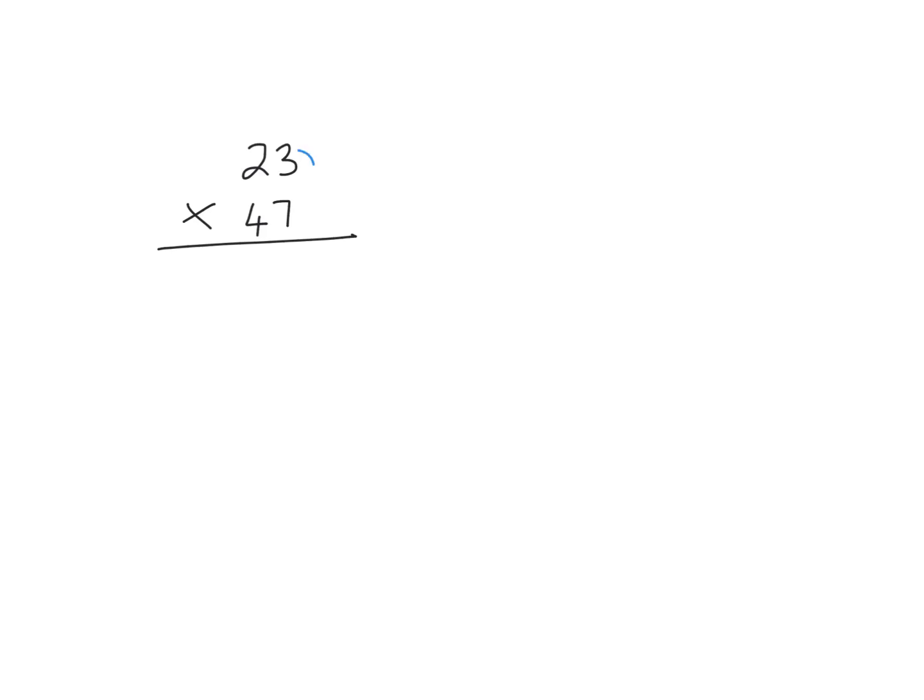Let's begin. 3 times 7 is 21. I write the 1 in the units column. The 2 is carried over to the tens column. 2 times 7 is 14, plus 2 is 16. Now I move to the next column. I can cross out my carry over just for clarity.